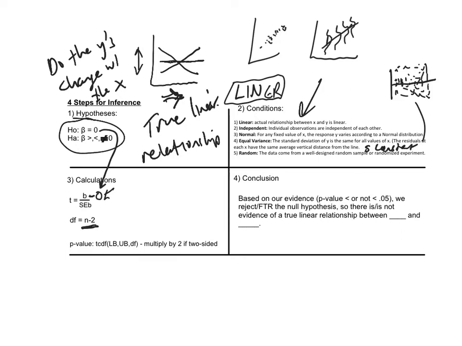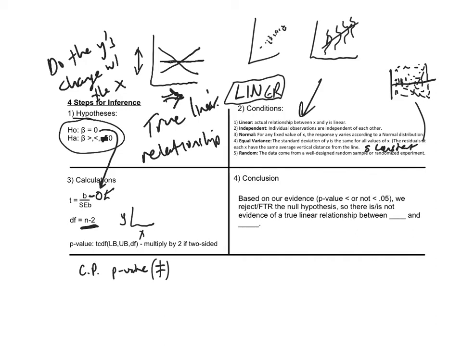Degrees of freedom is n minus 2 this unit, and that's because there are two variables. There's an x and there's a y, and so there's a degree of freedom for each of those. And then the p-value: the computer printout does give you the two-sided p-value in a lot of them, so it's already giving you that.